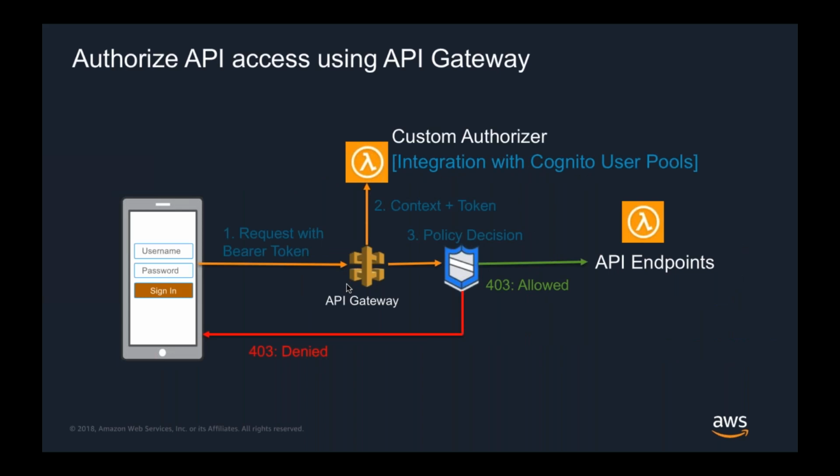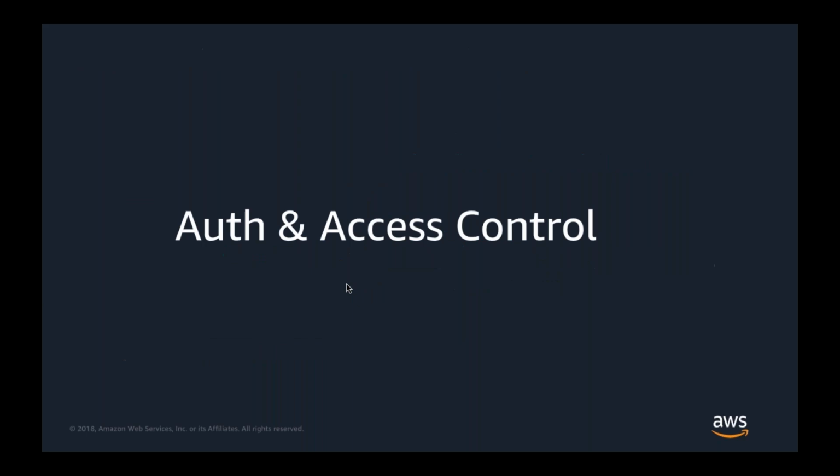So here's a bit of a visual example of what an authorization flow looks like to authorize API access to API Gateway. I didn't want to go into the specifics here too much today, but I wanted to use it as a segue into the next section that I want to highlight here: authentication, authorization, and access control.